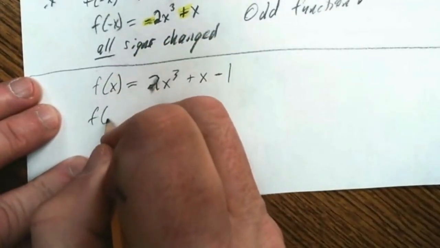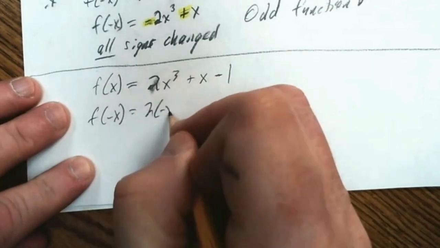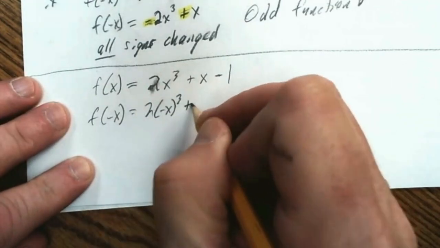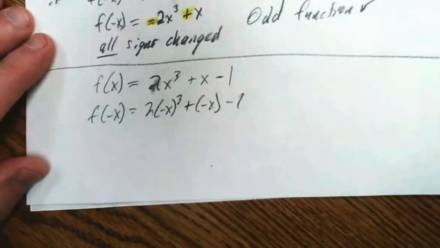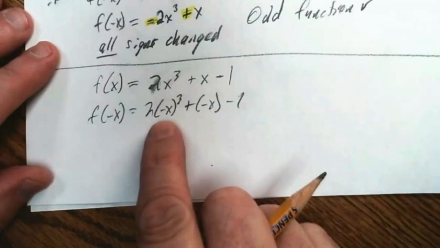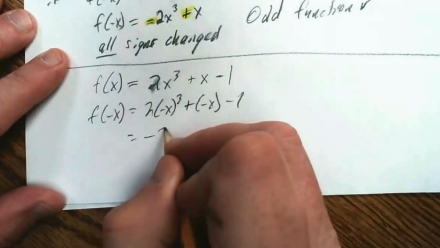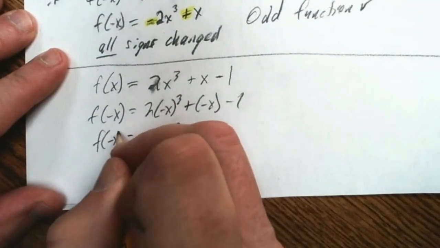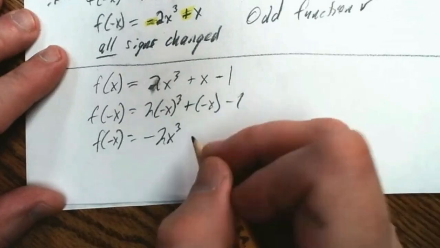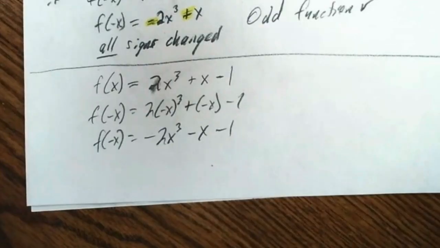Well, if I substitute negative x in, I've got 2 times negative x to the third plus negative x minus 1. And we know when we simplify negative x to the third and times 2, we end up with negative 2x to the third, because we just did that above. Plus a negative x is just minus x and minus 1. So is this even or odd?